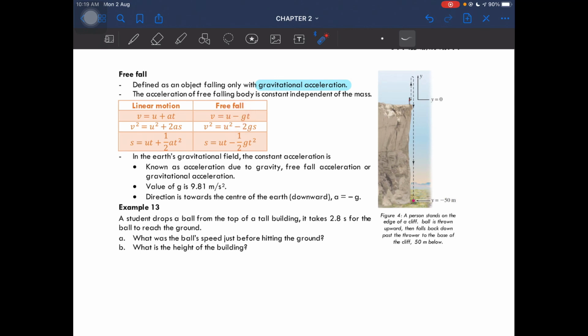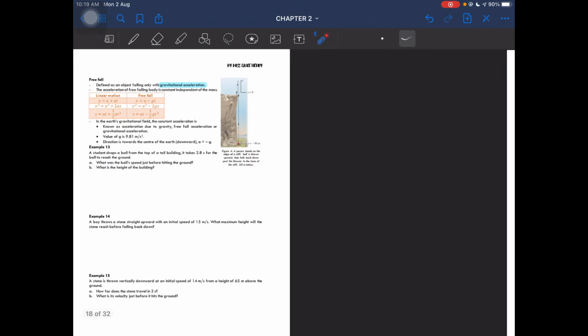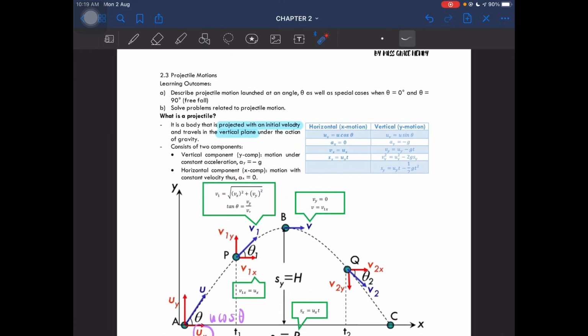Alright, so that is the theory part for our last subtopic, which is projectile motion.